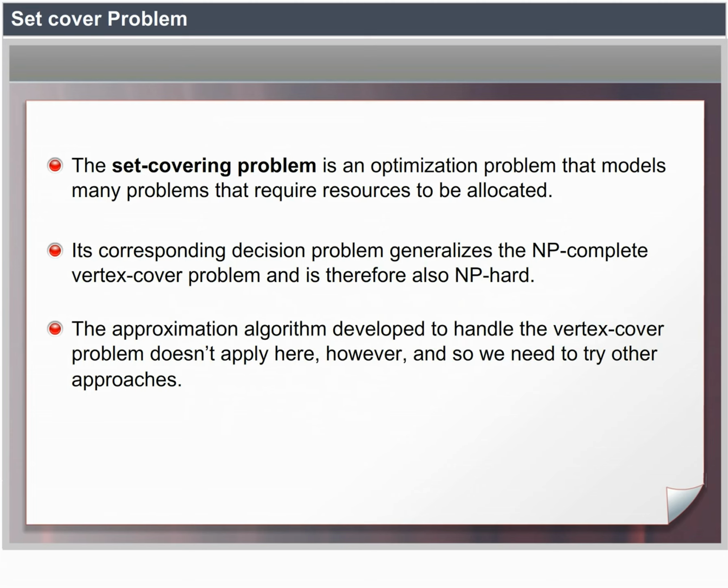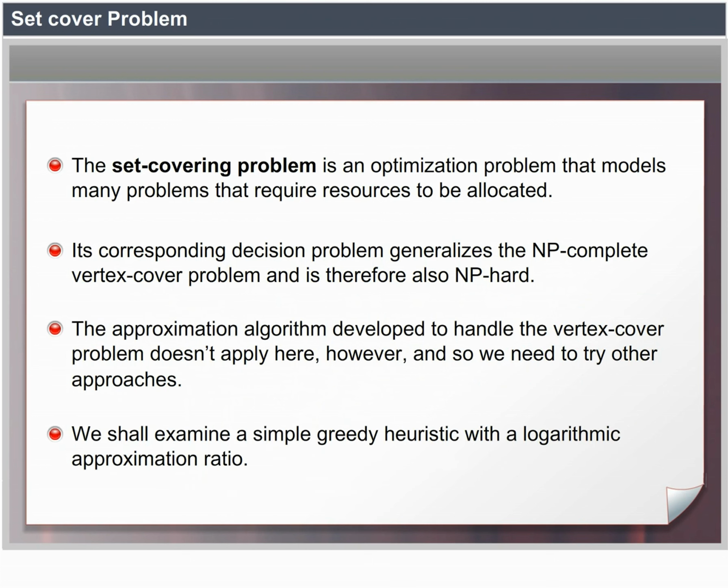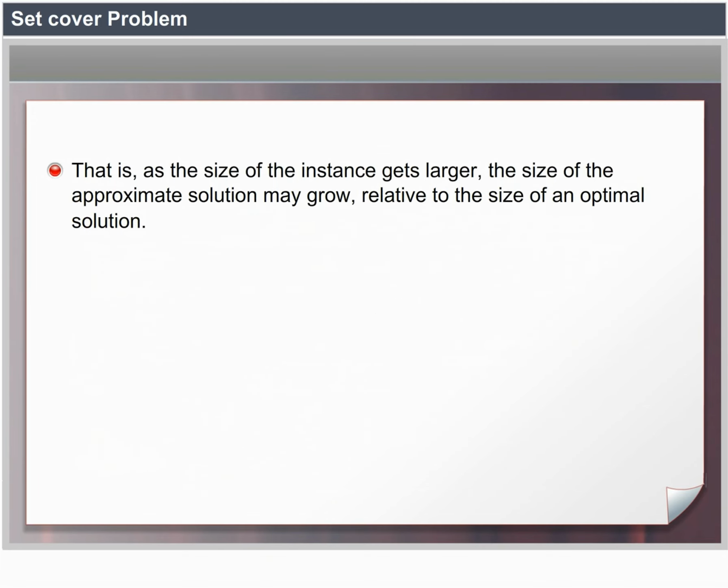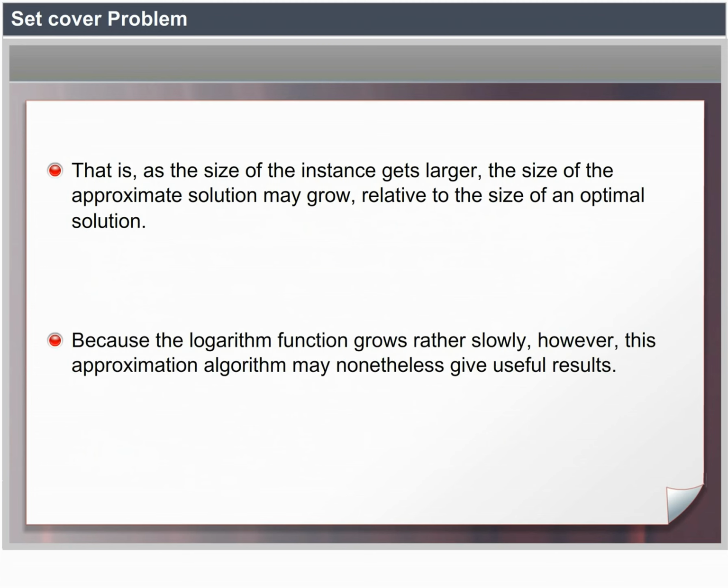We shall examine a simple greedy heuristic with a logarithmic approximation ratio. That is, as the size of the instance gets larger, the size of the approximate solution may grow relative to the size of an optimal solution. Because the logarithm function grows rather slowly, however, this approximation algorithm may nonetheless give useful results.